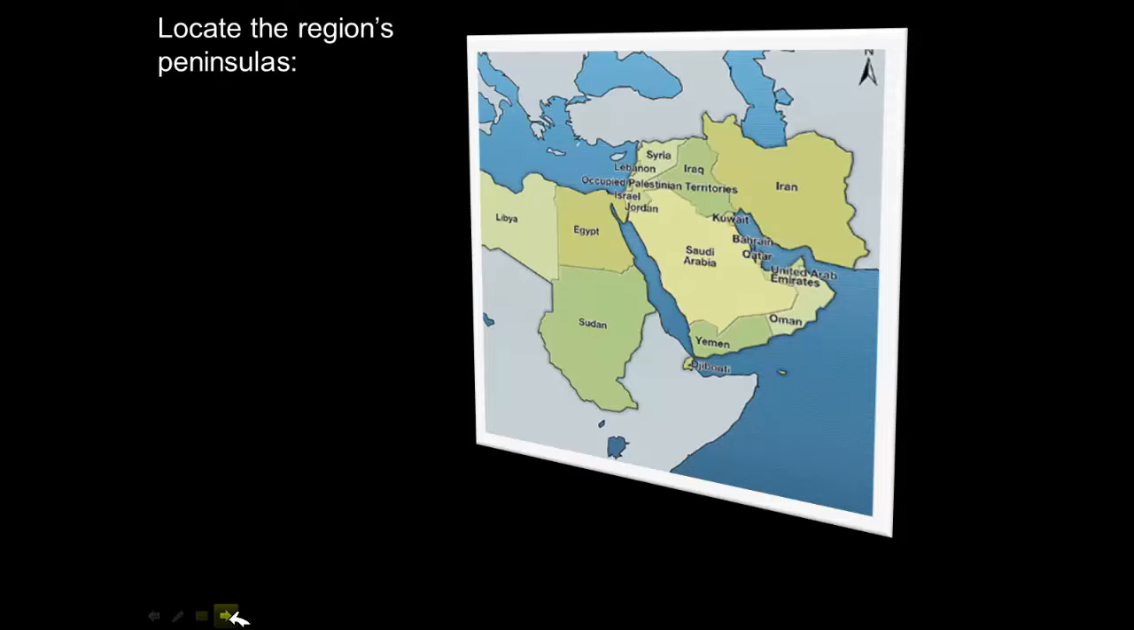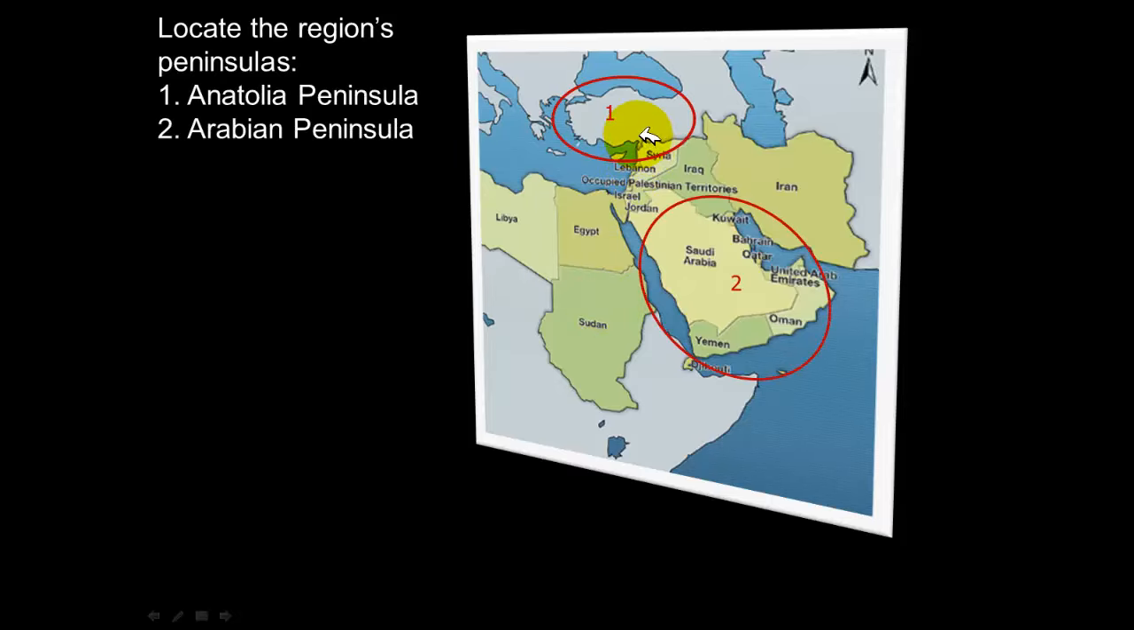So the first concept we'll cover will be the peninsulas of the region of the Middle East. What this graphic illustrates will be a way for us to take a close-up look at it. The first peninsula is the Anatolia Peninsula, and that is Turkey. Remember, a peninsula is a body of land surrounded on three sides by water. The second is the Arabian Peninsula, which makes up Saudi Arabia, Yemen, and the United Arab Emirates, and they're surrounded on three sides by water.